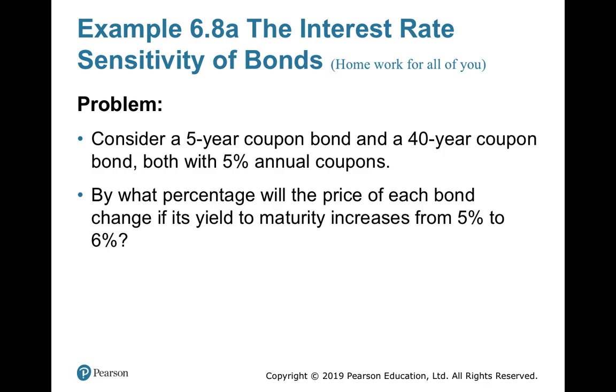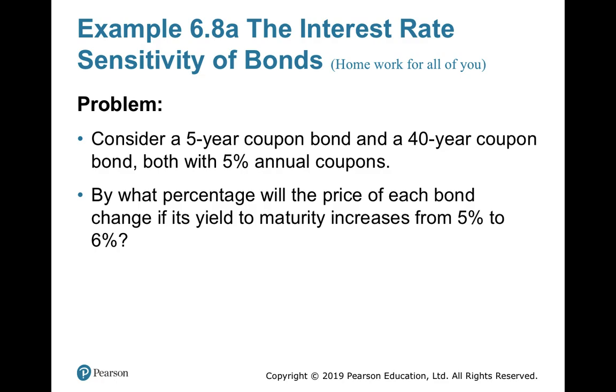Now consider a 5-year coupon bond and a 40-year coupon bond, with annual coupons. This is a homework for all of you. Kindly do it. If you have any question, we will discuss in the next class. One is a shorter term, 5-year. The other is a longer term, 40-year. Both have the same coupon rate, 5%. By what percentage will the price of each bond change if the YTM increases from 5 to 6%?